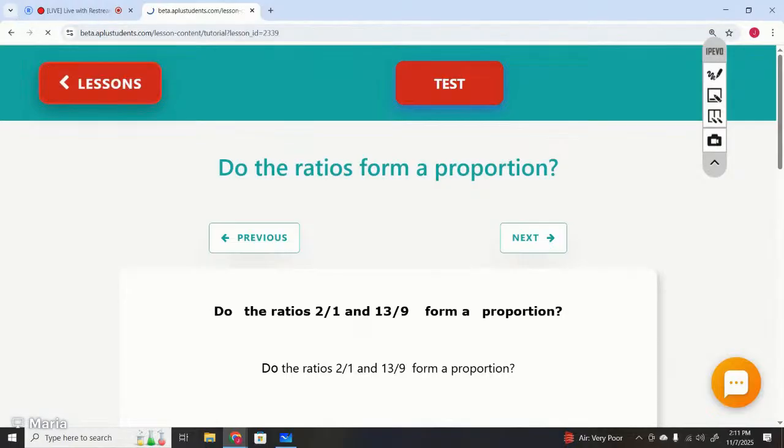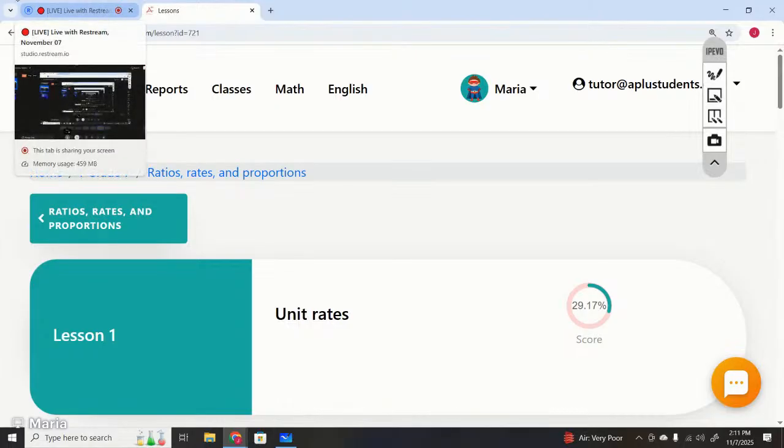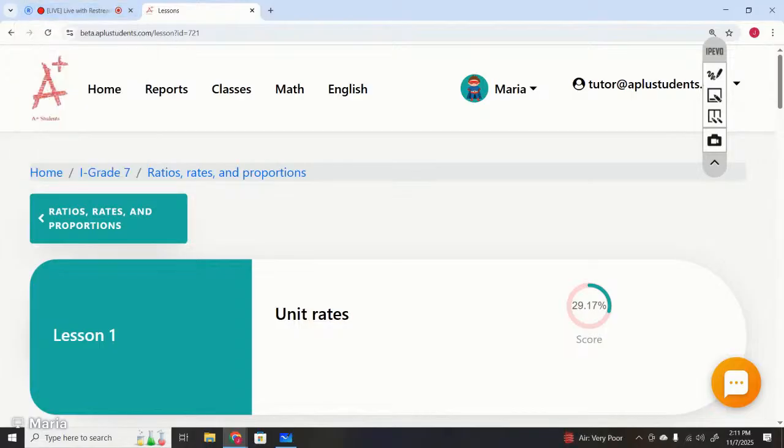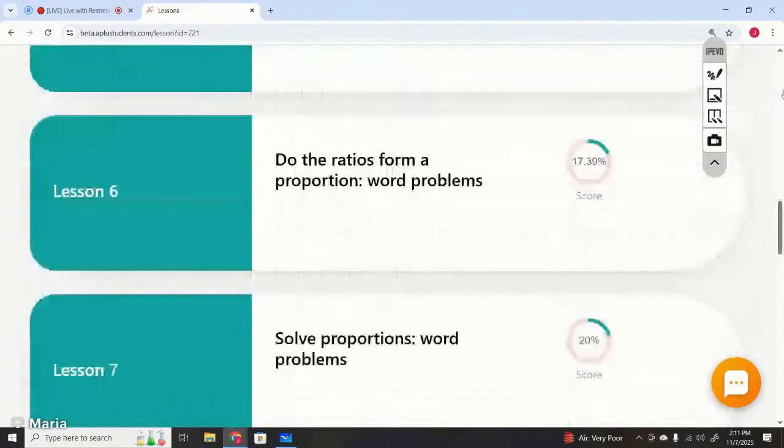The next lesson is do the ratios form a proportion word problems.